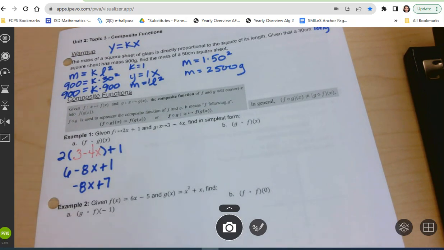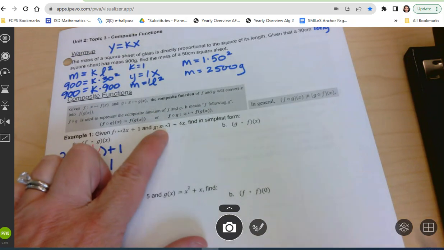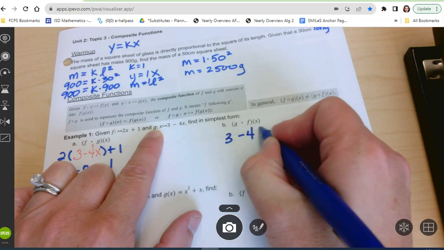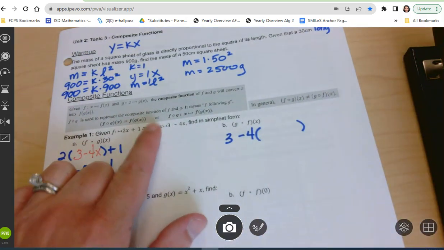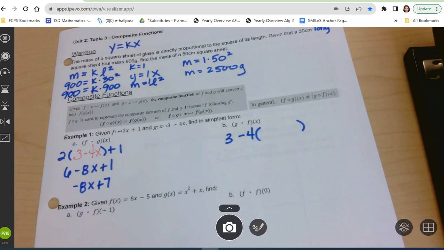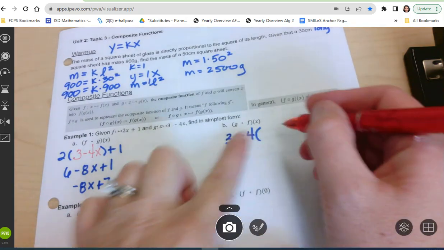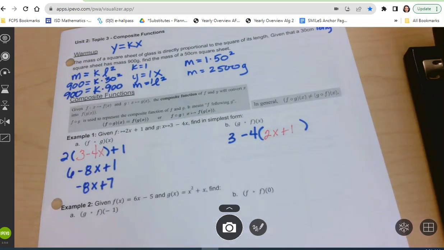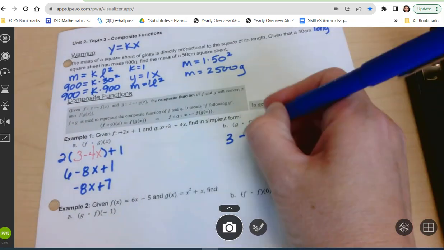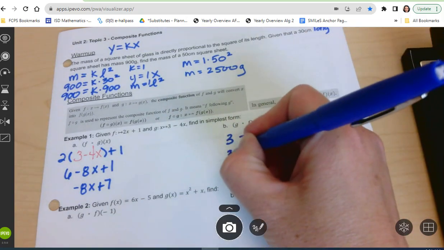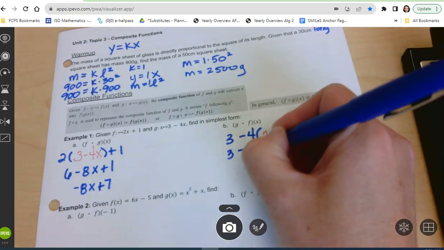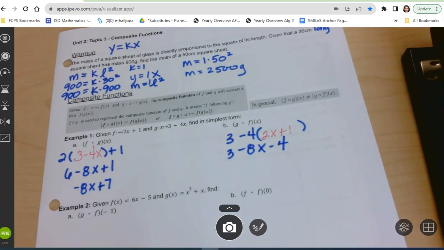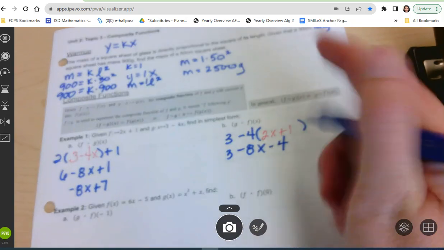So this one starts with function g. So you're going to take function g, and instead of the x, put a parenthesis. So 3 minus 4 times something. And then inside the parentheses, we're going to put function f. So that would be 2x plus 1. Okay? The negative 4 distributes, and the 3 comes down. So 3 minus 8x, and then negative 4 times 1 is minus 4. And then combining these two like terms, I'll get a negative 1.